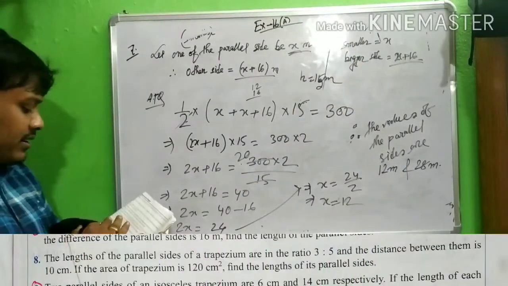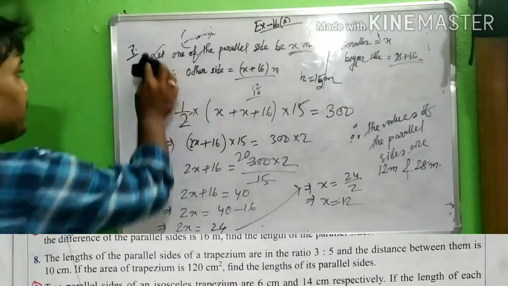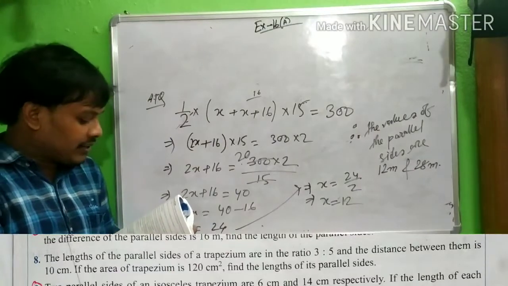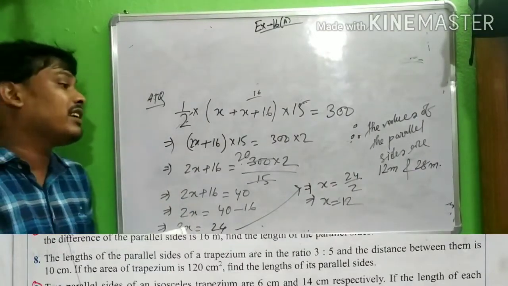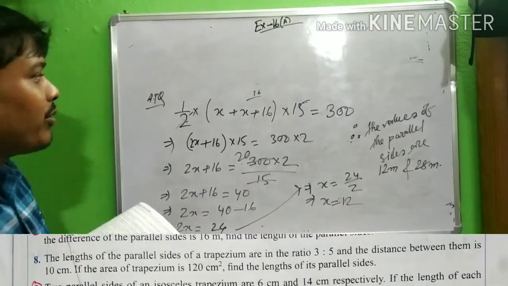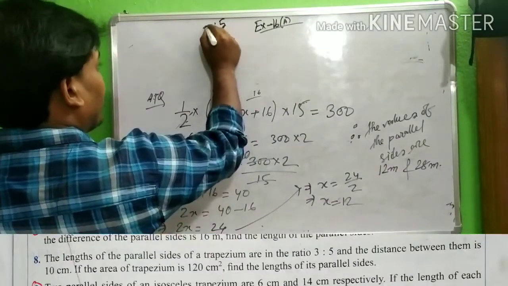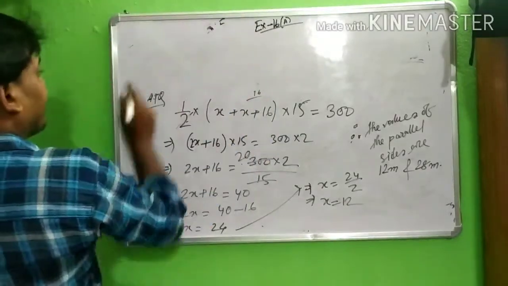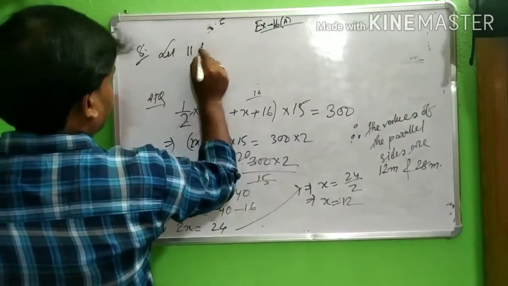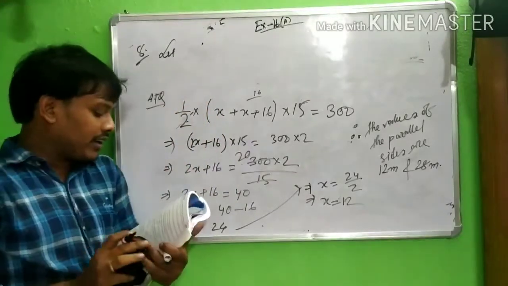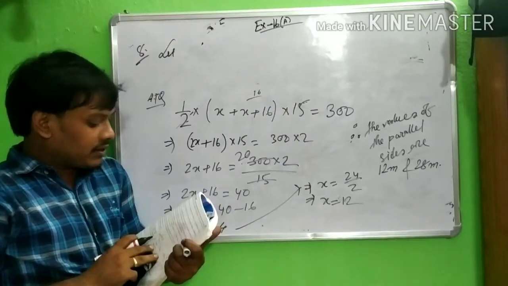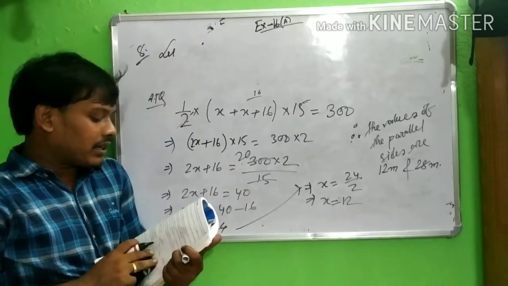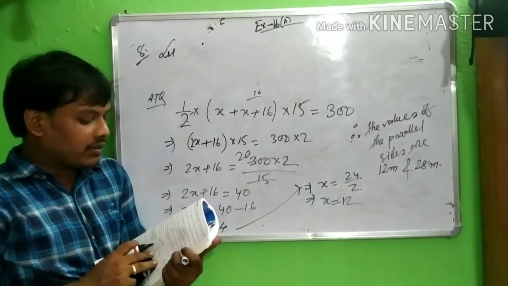Next, question 8 is also similar. The length of the parallel sides of a trapezium are in the ratio 3:5, and the distance between them is 10 cm. If the area of the trapezium is 120 cm square, find the length of its parallel sides. Previously I already told you, when a ratio is given, at that time we can take the values in this way, 3x, 5x.